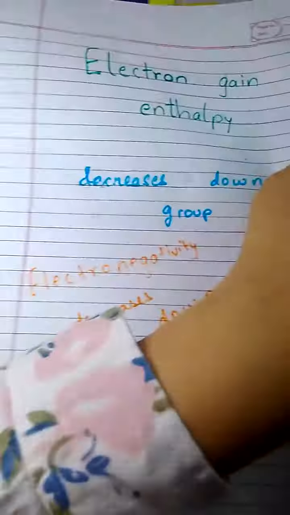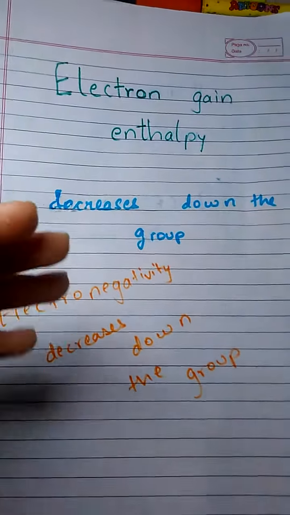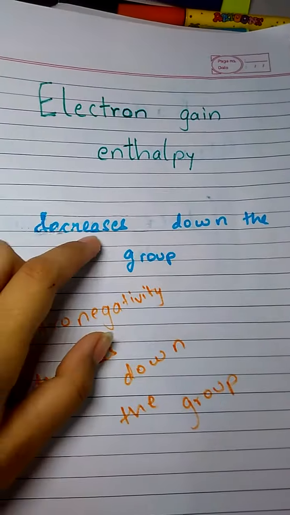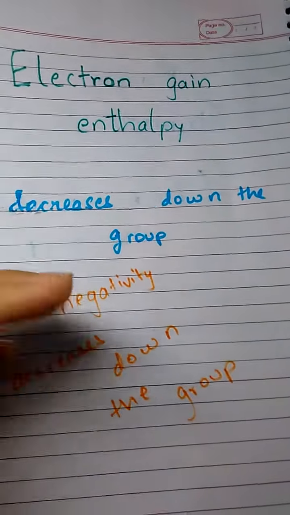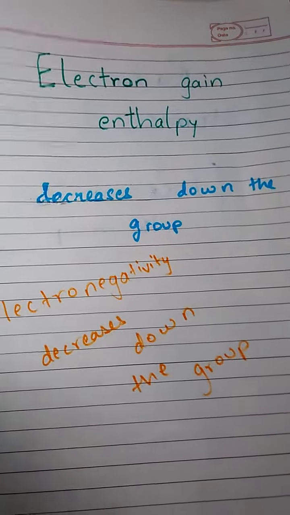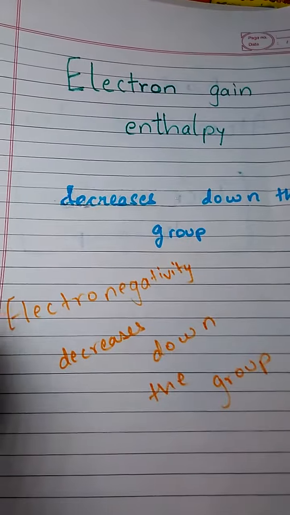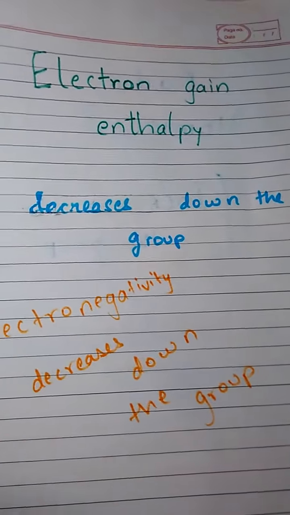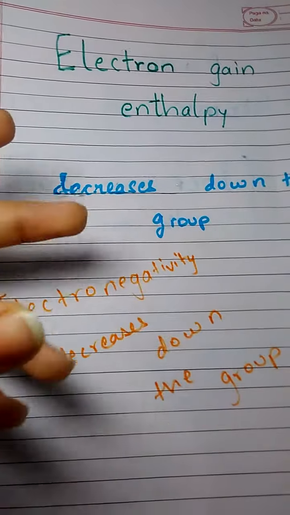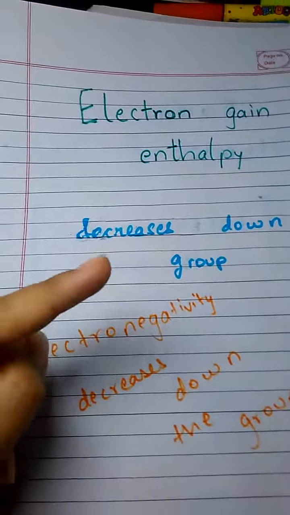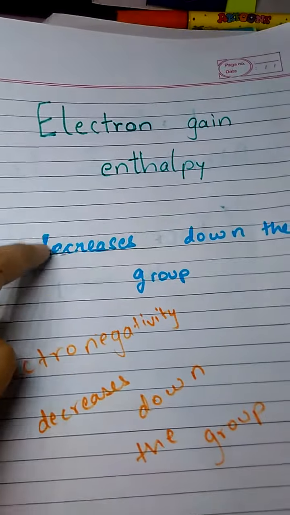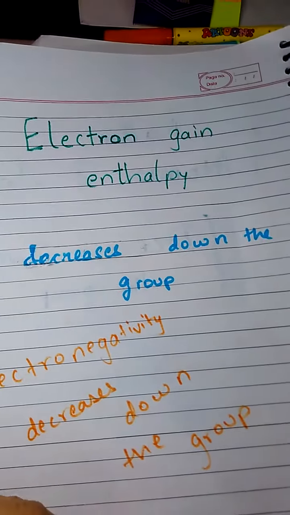Lastly, we'll talk about the electron gain enthalpy. Electron gain enthalpy decreases down the group. Now, electron gain enthalpy is just the opposite of ionization energy. Ionization energy is the energy you supply to remove an electron. Electron gain enthalpy is the energy released when you gain one electron in the valence shell. That decreases down the group.